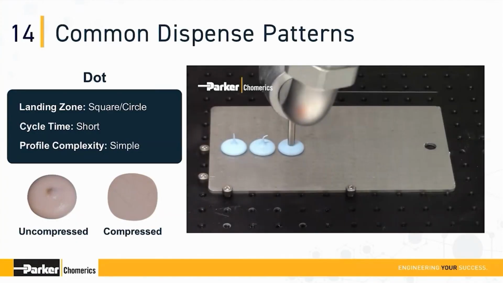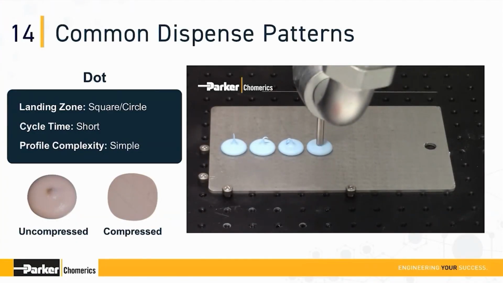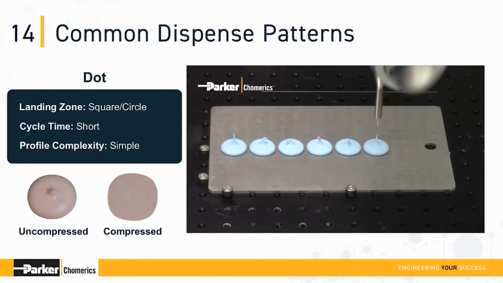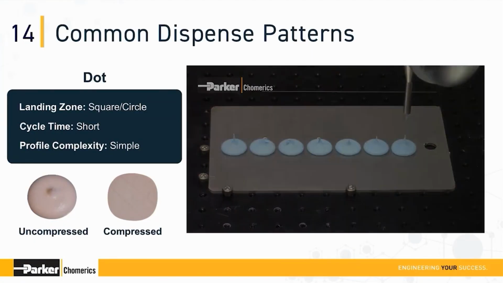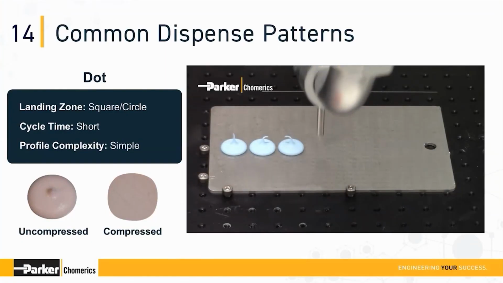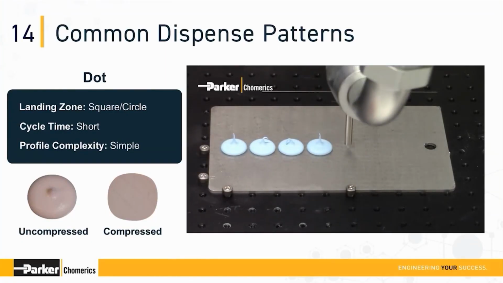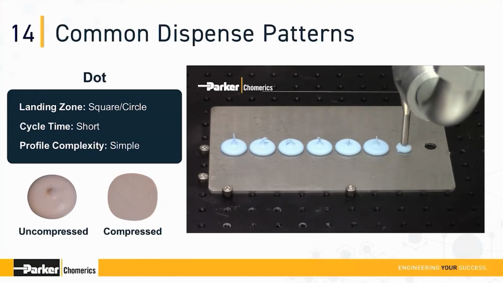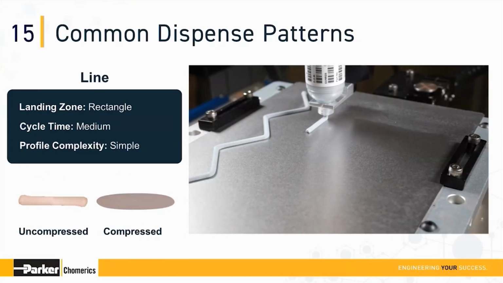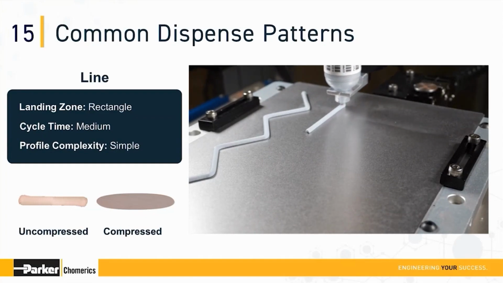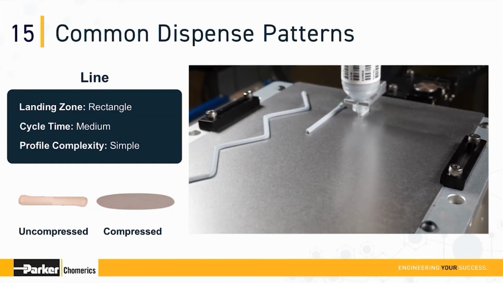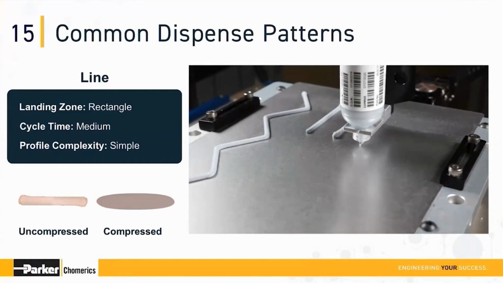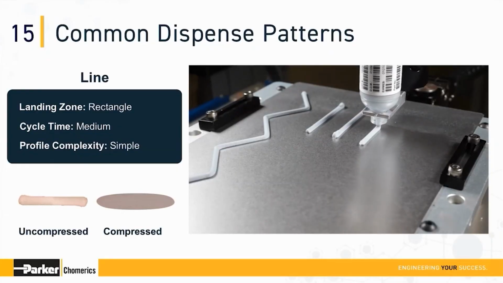The first and most highly recommended pattern is the dot, or sometimes called the Hershey kiss. The dot is the simplest pattern and involves the dispensing tip being held stationary above the landing zone, while the flow of the thermal gel is triggered from off to on and then back off again. The dot can cover square or circular components and yields the quickest cycle time. Next is the line. This is also a simple pattern and involves the dispensing tip being held at constant height above the landing zone and moving parallel to the component. A line is used for rectangular landing zones and yields a moderate cycle time.